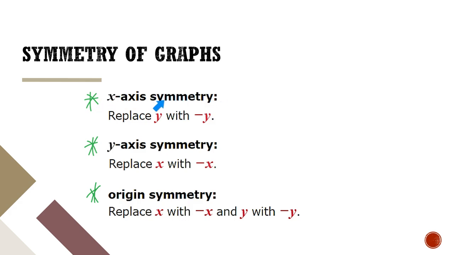X-axis symmetry is where we're keeping the x's the same, but the y's are going to be opposites of each other. So we're going to take y and replace it with negative y. So if I wanted to figure out if it had that symmetry, I'm going to replace y with the opposite of y. And if I wanted to figure out y-axis symmetry, I'm going to take x and replace it with negative x, or the opposite of x. And with origin symmetry, I'm going to replace x with negative x and y with negative y, which are the opposites of each other. So let's walk through some of those.